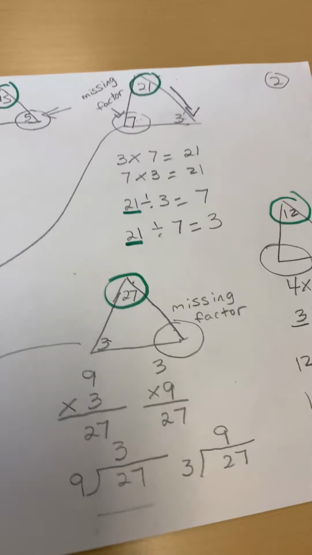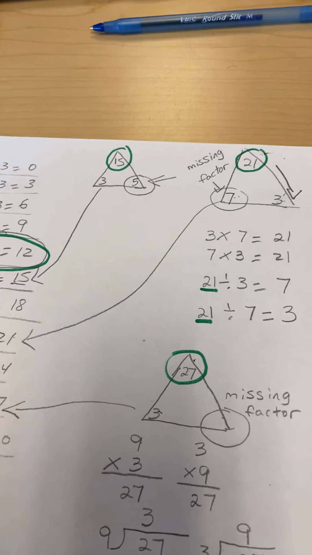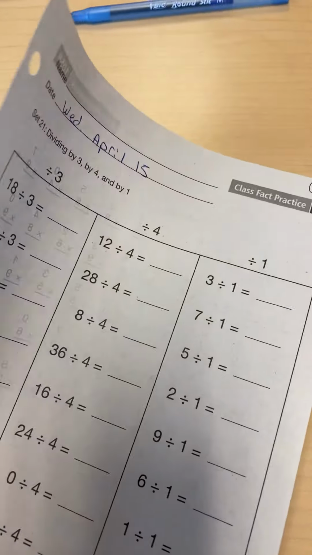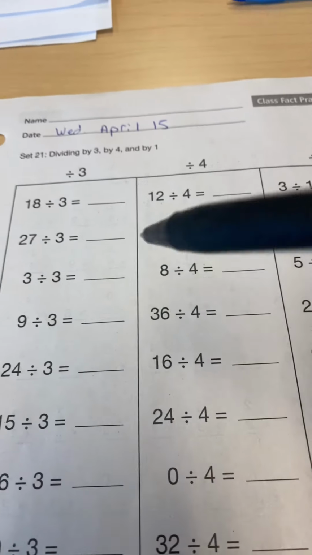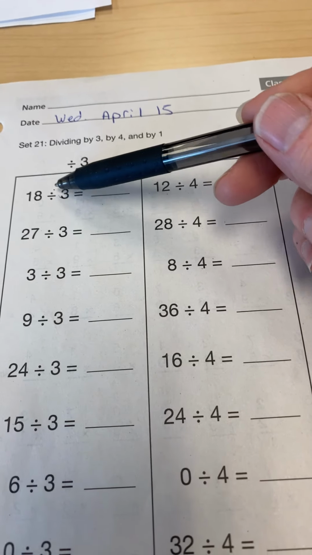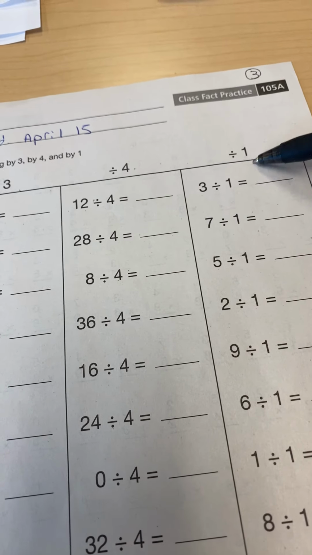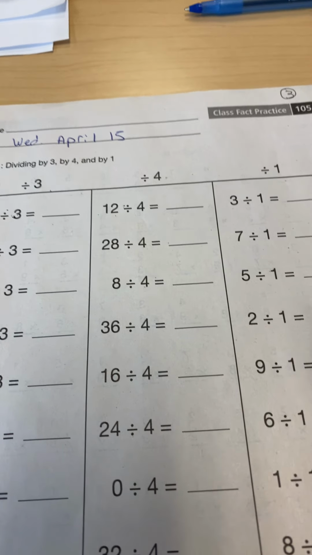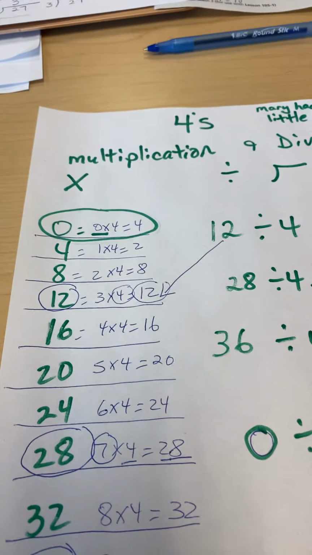All right, now I'm going to go to the 4 pages. So on the other side, side A, 105A, you will see you have division, 18 divided by 3. These are the 3's, these are the 4's, and these are the 1's. So I'm just going to work on some of the 4's because we haven't talked about that a lot. So I made another paper about the 4's.